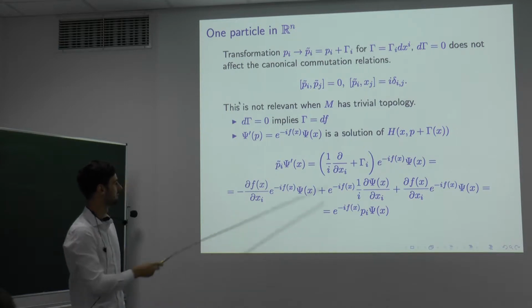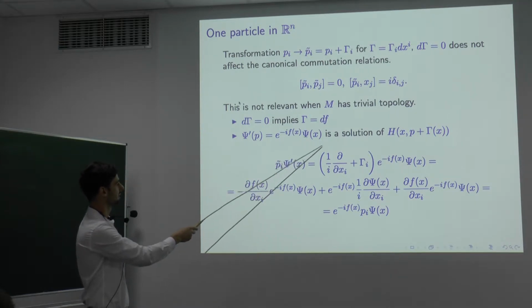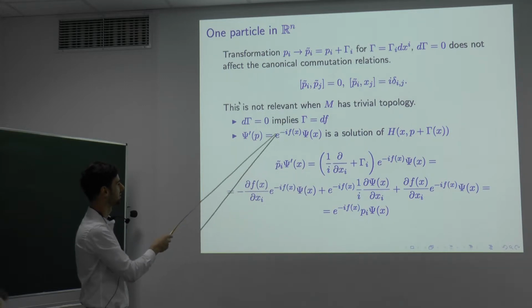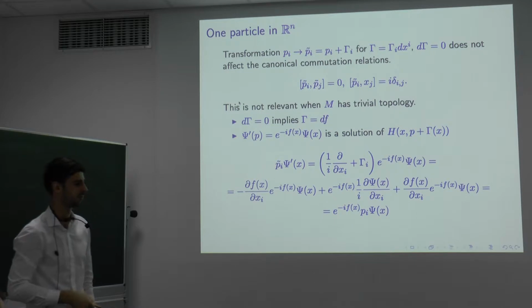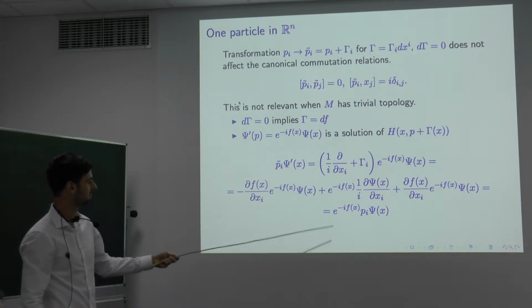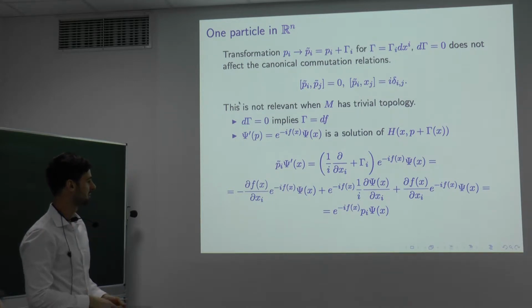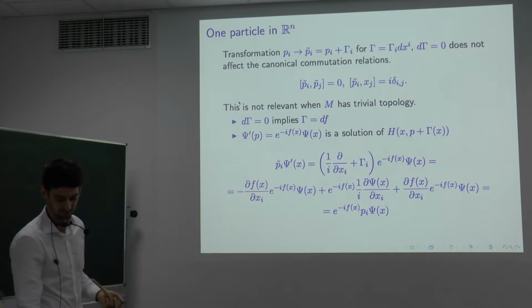So if this is the eigenfunction of h of xp, then this expression is the eigenfunction of h of xp plus gamma of x. And so we get just some global phase in front of the wave function. So this is for trivial topology. This is irrelevant.